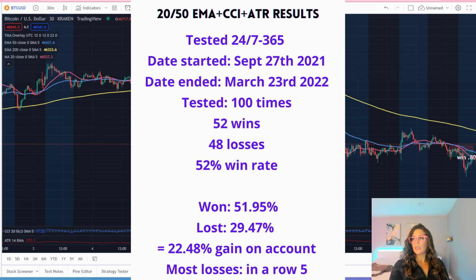It took about 6 months to complete. I tested it 100 times with 52 wins and 48 losses with a 52% win rate. And I won 51.95% on my account and lost 29% off my account, which is about a 22.48% gain on account. And the most losses in a row were 5.